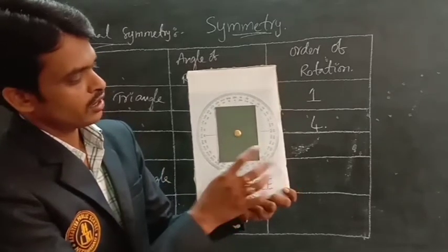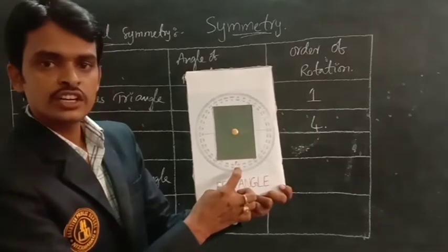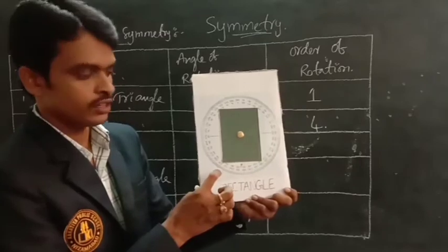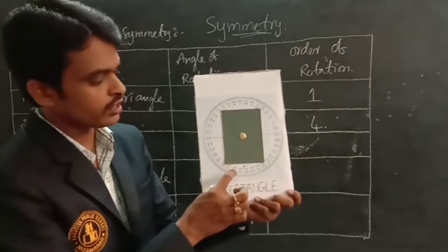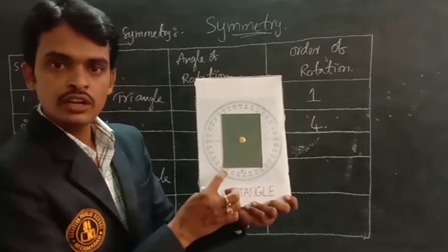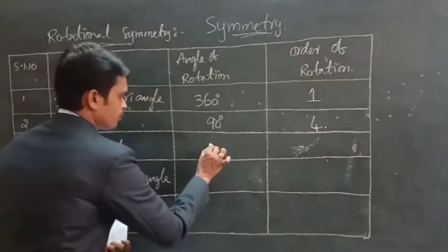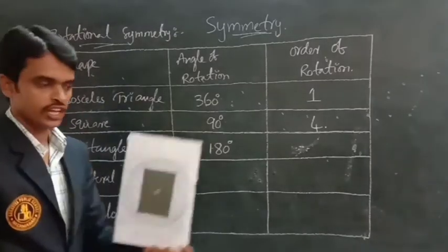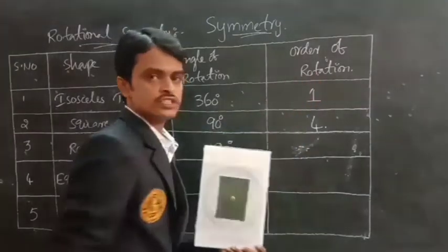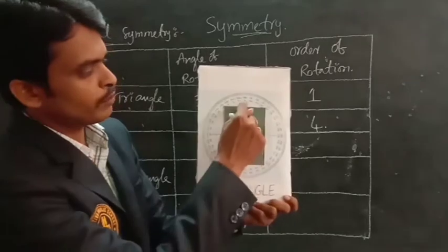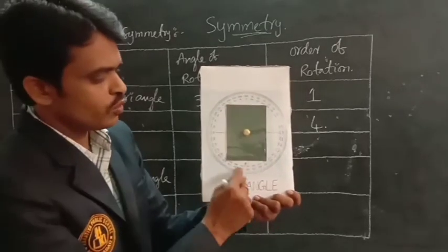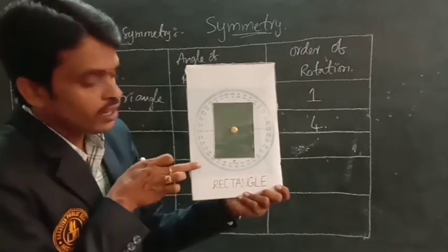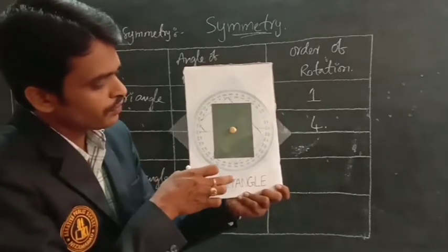Yes, here at 180 degrees the rectangle comes to original position. So the angle of rotation of rectangle is 180 degrees, and we have to find out the order of rotations of rectangle. So from initial position 0 degrees to 180 degrees, it is order of rotation 1, and again go for further rotation.